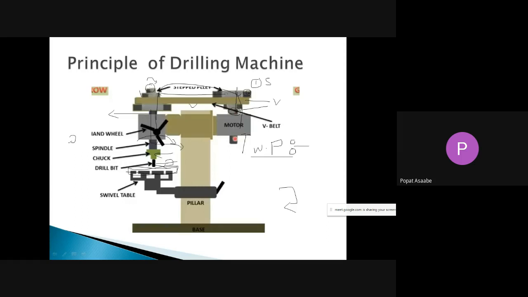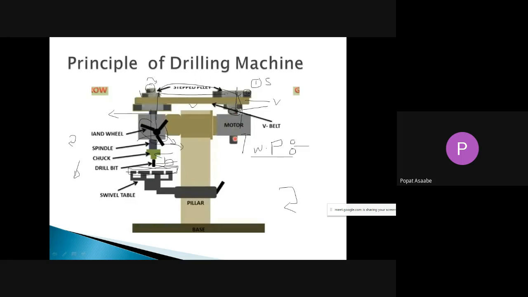Now suppose we want to give the depth of cut, or we can say suppose we want to give the feed to that drill bit. Then how can we give the feed? How can we press that drill bit into the workpiece? To press this drill bit into the workpiece, we can use this hand wheel. That hand wheel is provided.